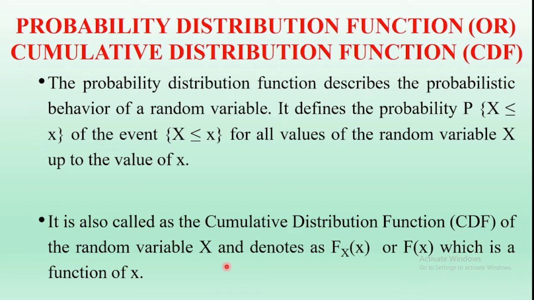Symbolically, the probability distribution function or cumulative distribution function of the random variable capital X is denoted by capital F suffix capital X of x, where capital X is the random variable and small x is the value of the random variable. The random variable is represented by an uppercase letter and the value of the random variable by a lowercase letter. The cumulative distribution function is also denoted simply by F of x.